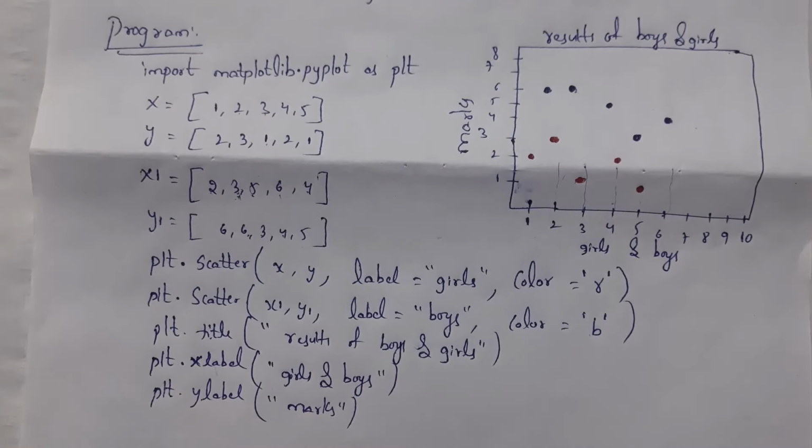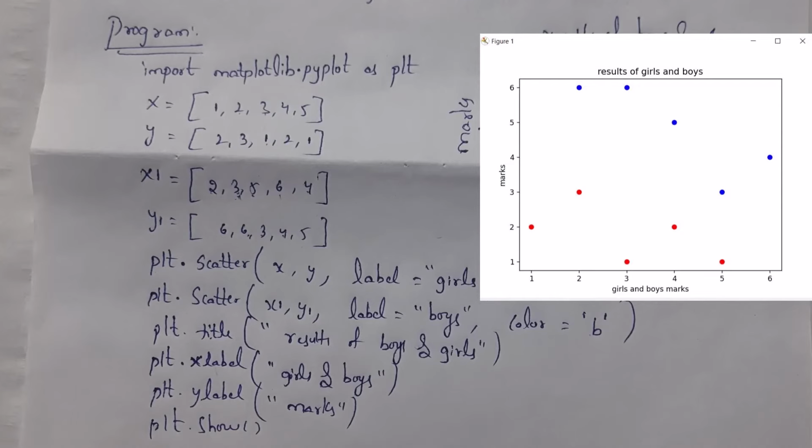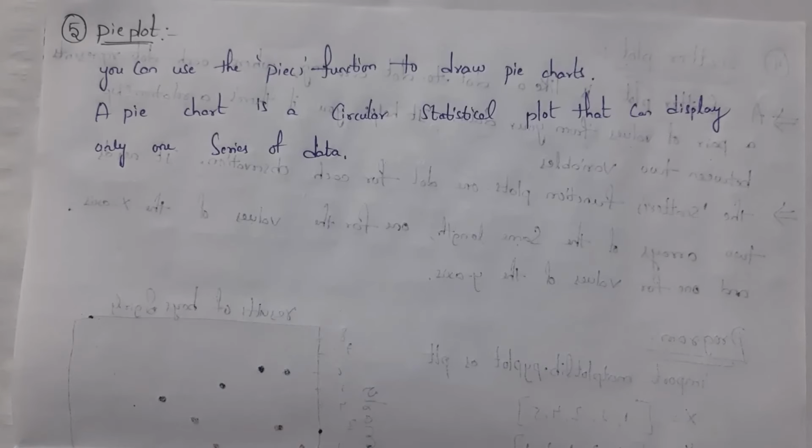Guys, in order to see output, at last you need to write plt.show. The show function will display output. Guys, this is a simple program for scatter plot. Next I will explain what is pie chart.